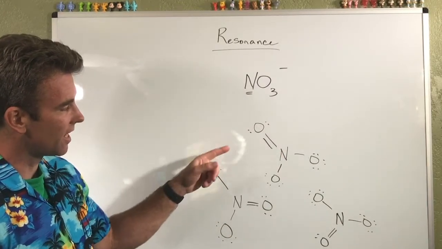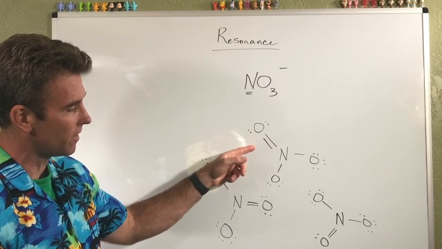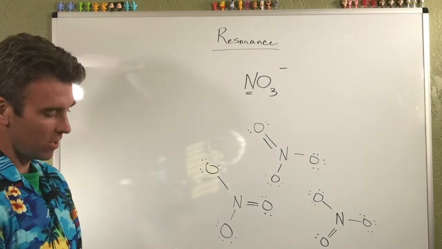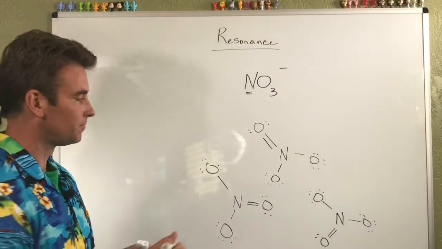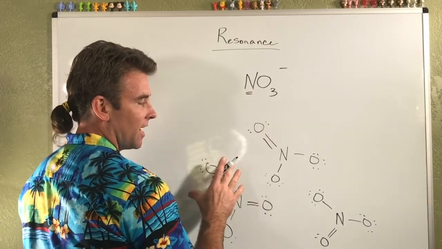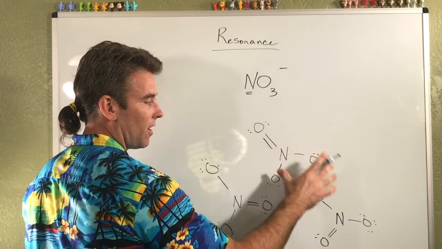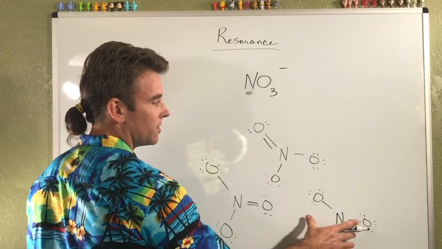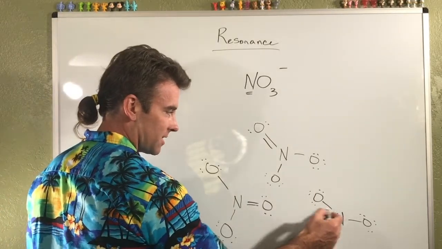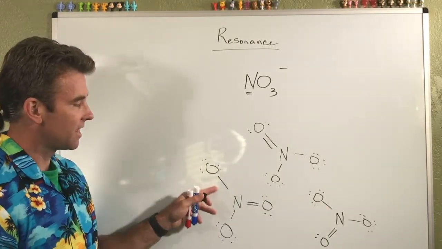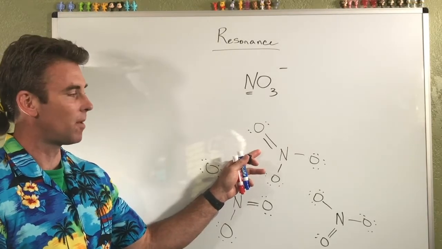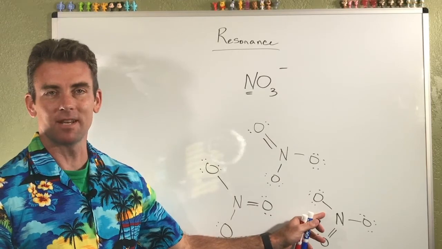It looks like I'm just moving the double bond around, and I guess I am, but this is actually a really important concept known as resonance. It turns out that the true picture of NO3 minus is really a perfect mix of all 3 of these. In other words, if I highlighted this bond, it's not like it spends part of its time as a single bond, and a little bit of its time as a double bond, and then again a little bit of its time as a single bond.